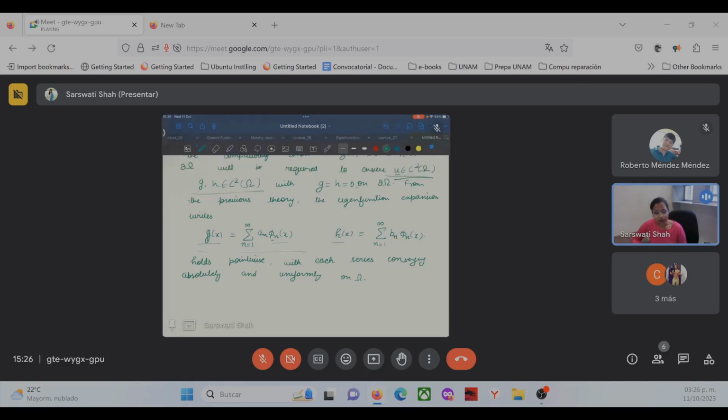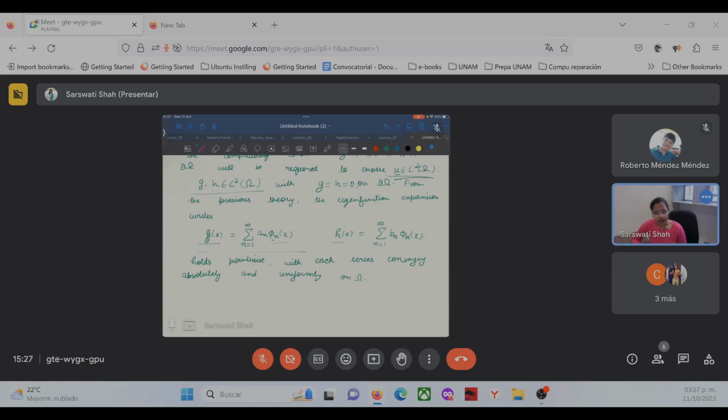This is an example. I think you can find this example in the book of Lawrence C. Evans, but it has a very small explanation. Even I had to read and then I got the explanation. So it is up to you. If you want to follow the book, then you may.